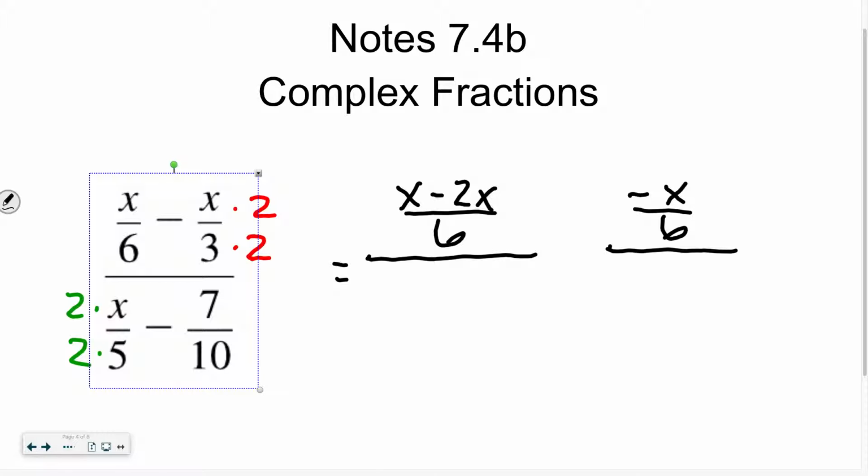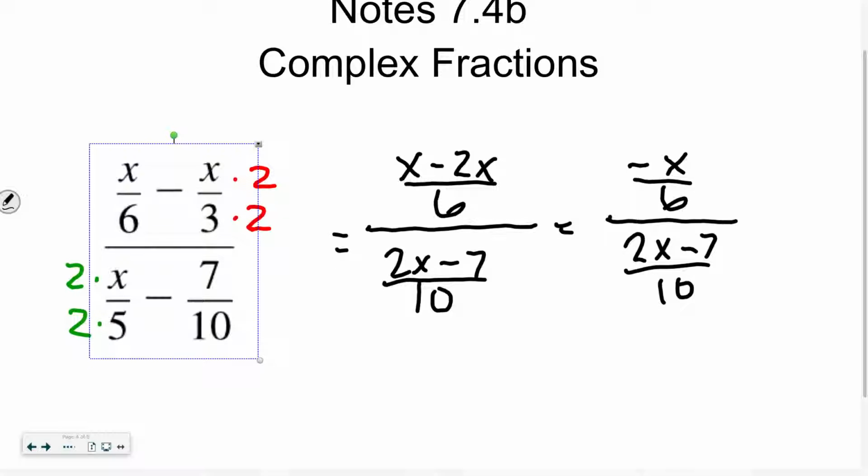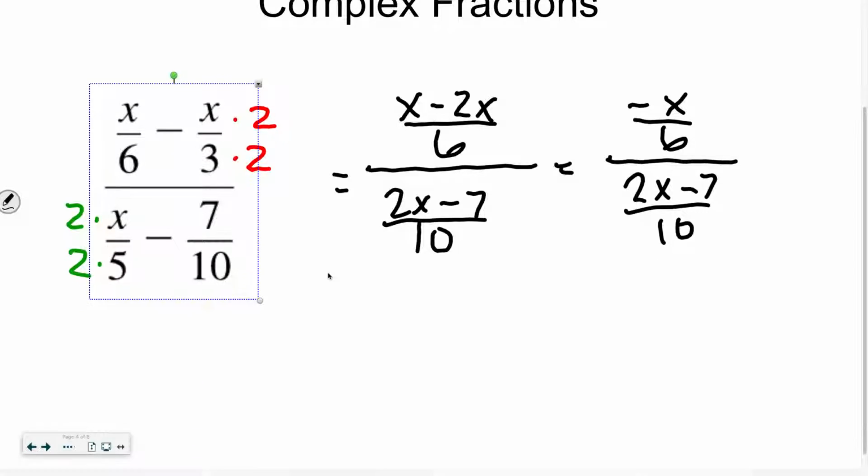And then on the bottom part, I'm going to have a denominator of 10, and I'm doing 2x minus 7. Can I subtract 2x minus 7? No, so that just carries over. 2x minus 7, those are not like terms. Okay, so we did what Liam said. Do the addition, do the subtraction, so that we have one fraction in the numerator and one fraction in the denominator. Now what can we do?